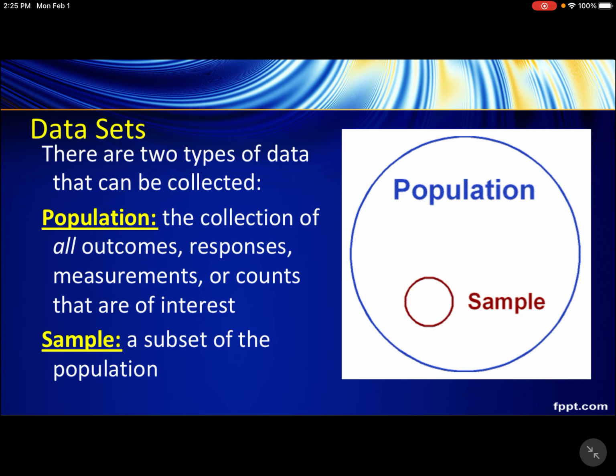Data can come from two places. It can come from a population, which means every possible outcome, response, measurement, or count that are of interest. Or it can come from a sample, which, as you can see in the Venn diagram, is a subset or a small part of the whole population.